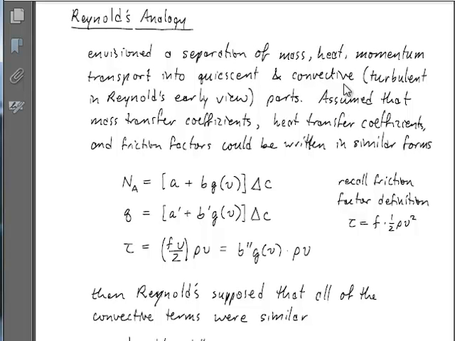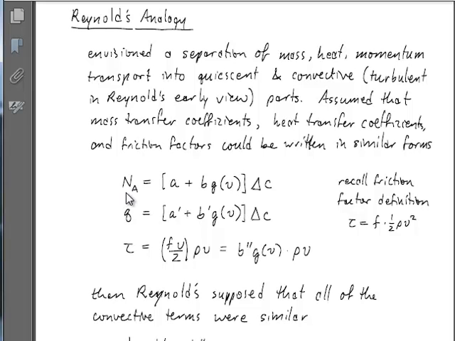But of course we know that there are also laminar processes, and we can think about convective contributions to their transport as well. So what Reynolds assumed was that you could write the mass transfer coefficient, the heat transfer coefficient, and the friction factor all in similar forms. And here was the idea. You have the constant term that comes from the quiescent transport, and you have the convective term that's going to have some dependence on how fast the fluid is moving, the velocity, and some coefficient. And so this thing in square brackets here represents, in this case, a mass transfer coefficient, right?